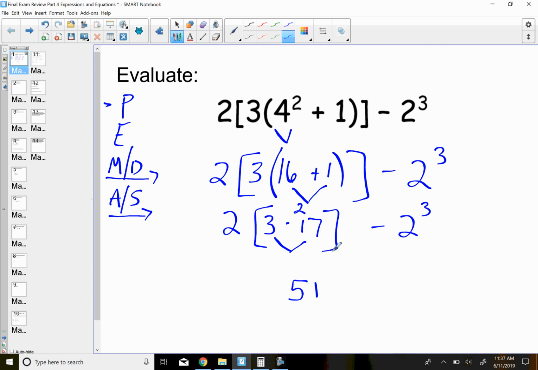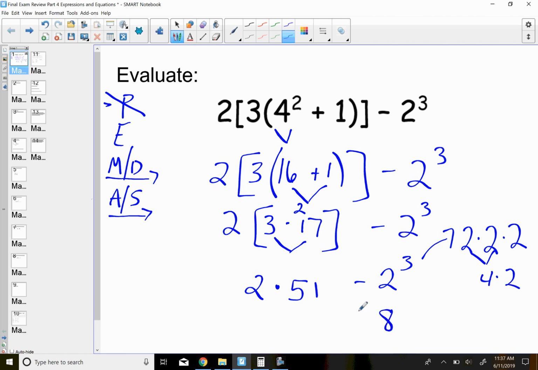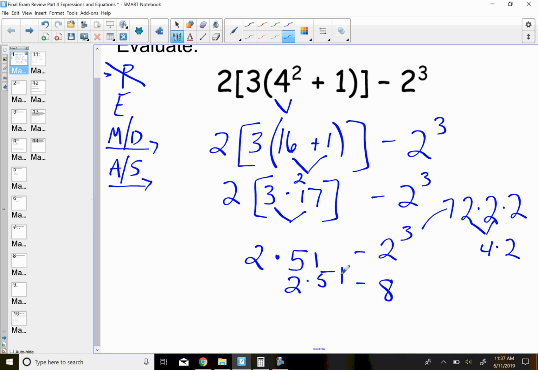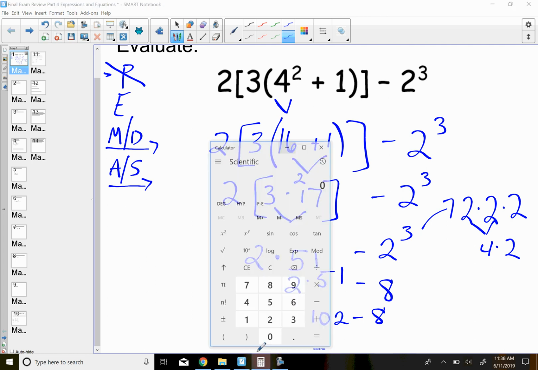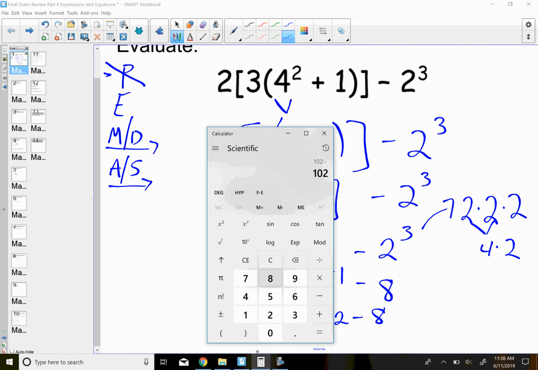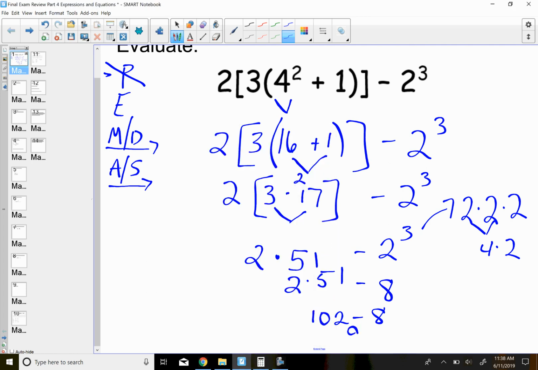I can drop the brackets, but again, I have to remember that there's multiplication here. So I finally took care of the parentheses and grouping symbols. Now I have to go to the exponents. Remember, 2 to the third means 2 times 2 times 2. So 4 times 2, 2 to the third is worth 8. So then I have 2 times 51, so it's 102 minus 8. Well, if I take 2 out of that, I got 100. And then if I take 102 minus 8, I'll get 94 for my final answer.